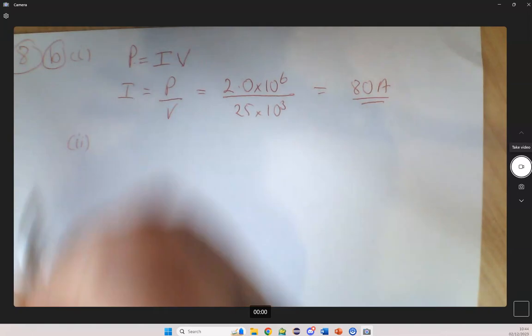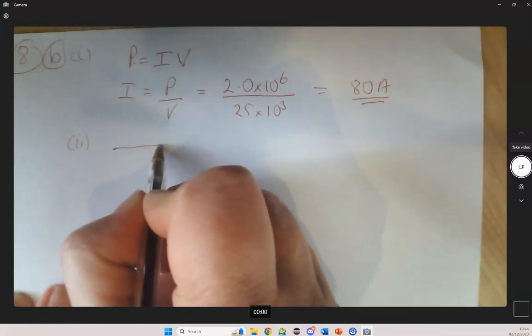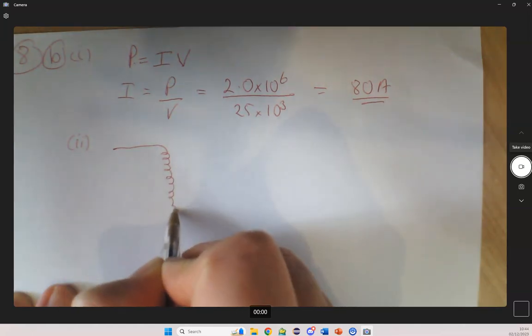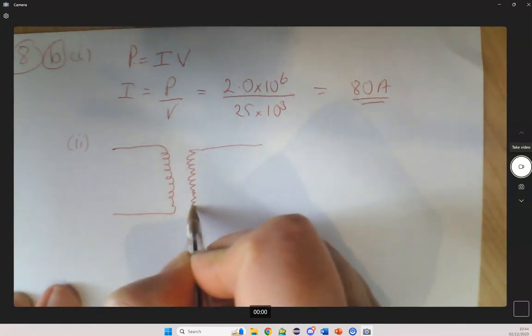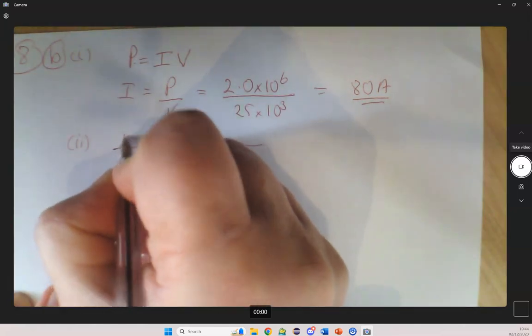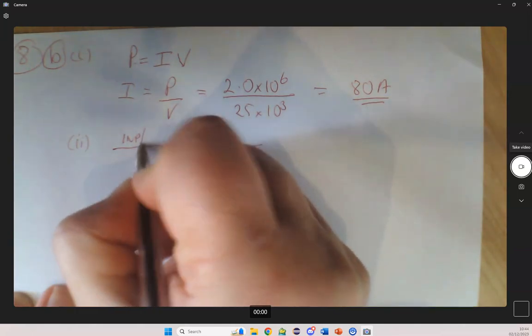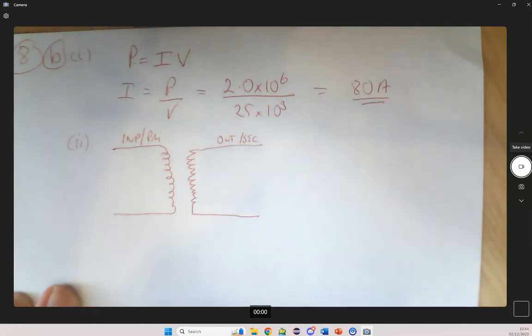Part 2. What we're doing is we're considering a transformer. So here's my transformer. Not the best drawn transformer ever, but there we go. And this is the input, so therefore this is the primary. This is the output, which means it's the secondary.